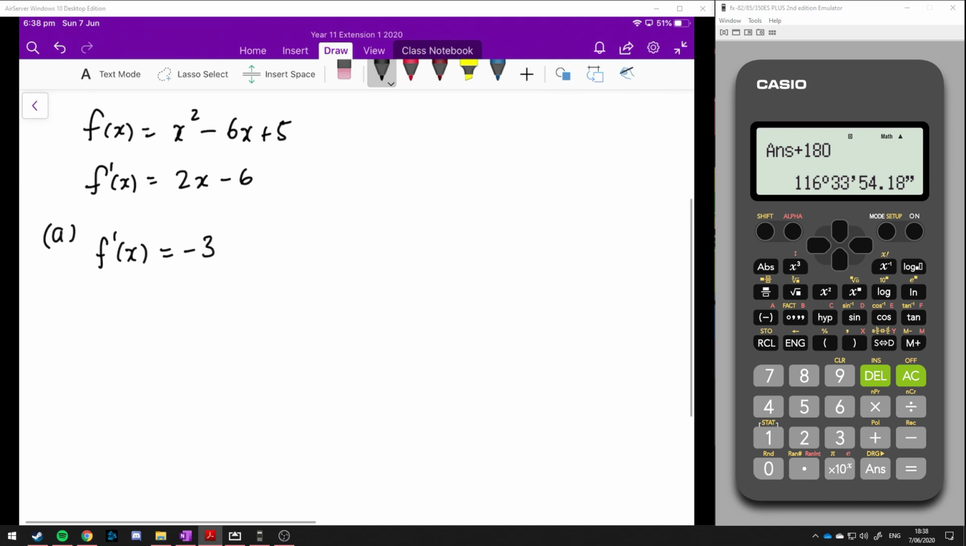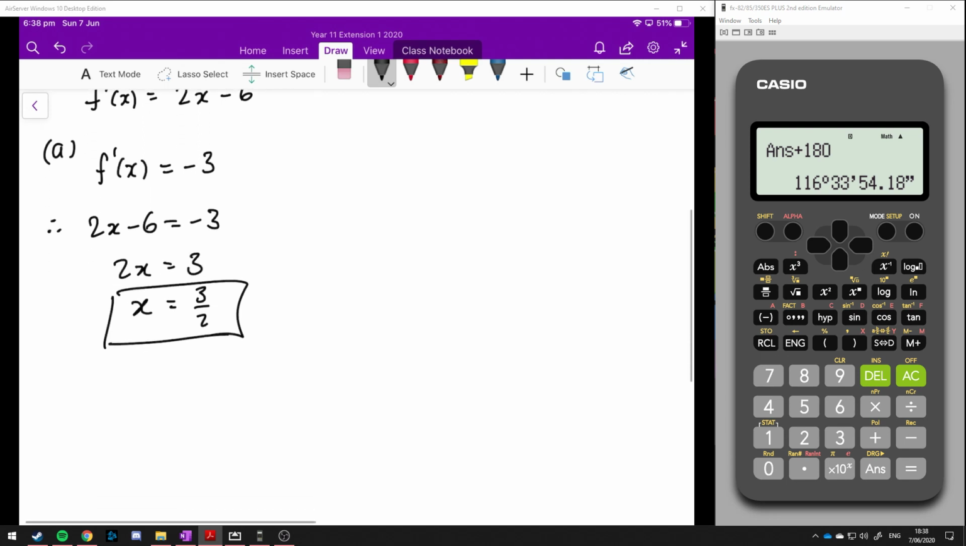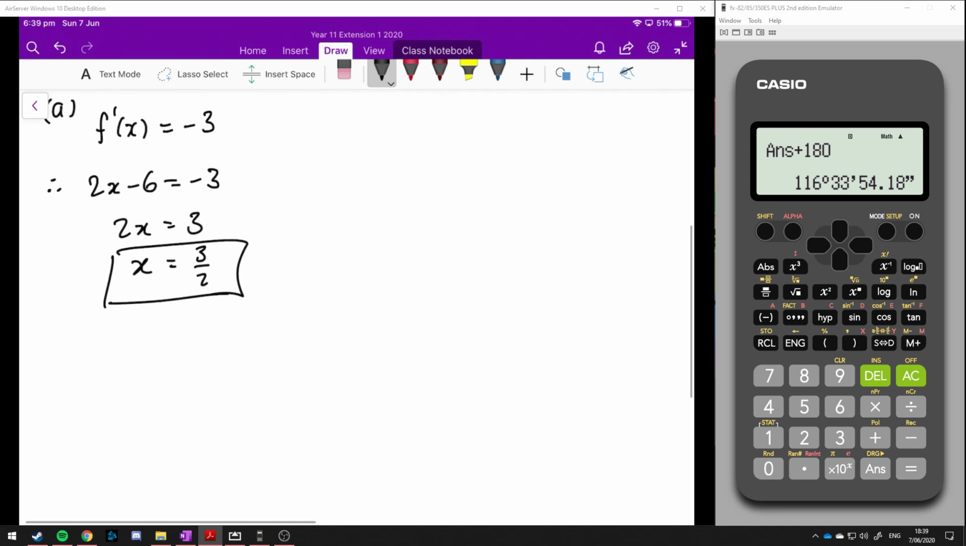Okay. So here's our derivative. f dash of x is equal to -3. But our derivative is equal to 2x minus 6. So therefore, 2x minus 6 is equal to -3. Just solving this equation, 2x is equal to, well, the -6 goes to the other side, so we get positive 3. So x is equal to 3 on 2. And so this is the x value of the point where the tangent has gradient -3.